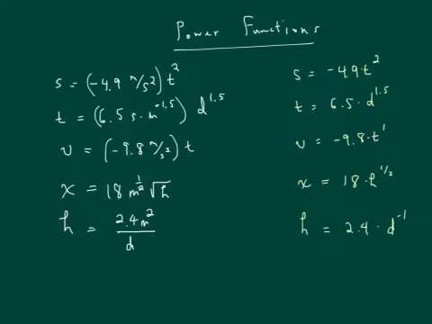Now, in all of these equations, there is a single form that they follow. Every equation has the dependent variable isolated on the left side. Whether it's the left or the right doesn't matter. The point is that the dependent variable is all alone by itself on one side of the equation. Then, on the other side, we have a constant, like negative 4.9, 6.5, negative 9.8, 18, 2.4, multiplied by the independent variable, time, distance, time, height, diameter, distance. And then the independent variable is raised to some power: 2, 1.5, 1, a half, negative 1. The power can be any number.